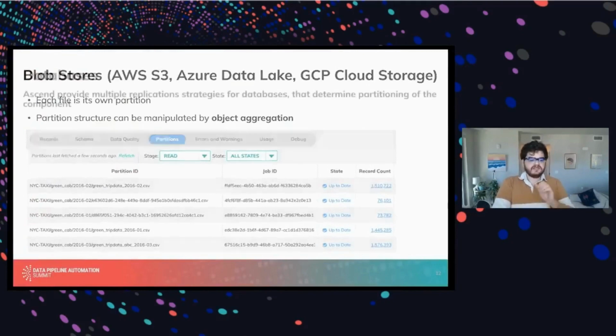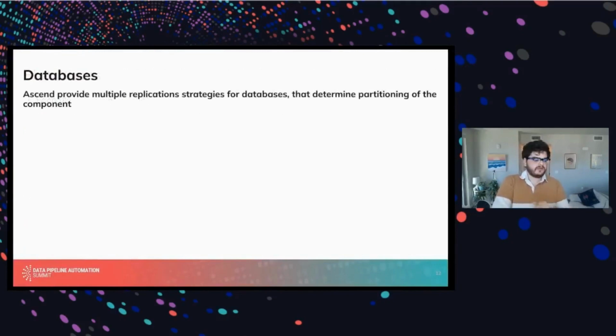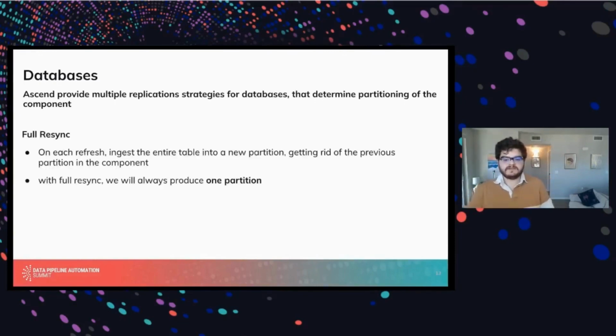All right. So now that we're done with blob stores, let's move on to the next, more common one, which is databases. With databases, we provide a lot of different replication strategies, and depending on which strategy you pick, your partitioning will be different. The first case here that's most common is a full resync. This means that on each refresh, we are going to be ingesting your entire table and then getting rid of any previous partitions. So we're not storing any historical data. What this means is that your component will always produce one partition.